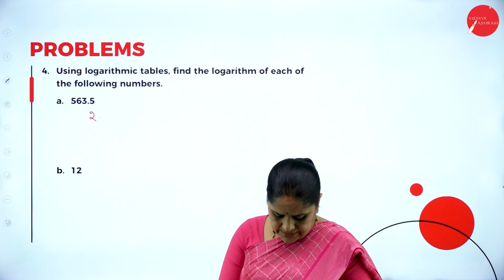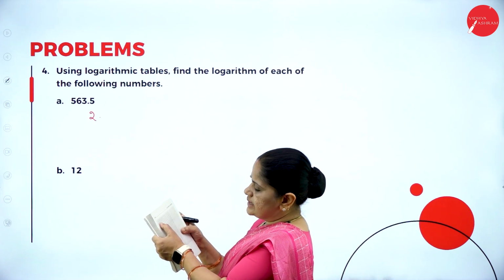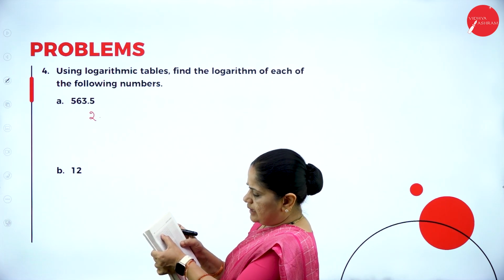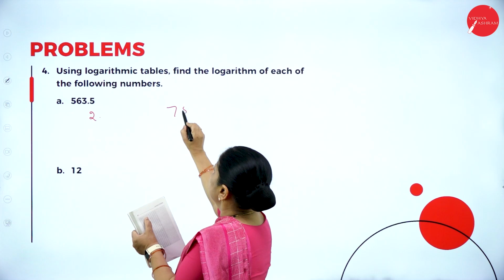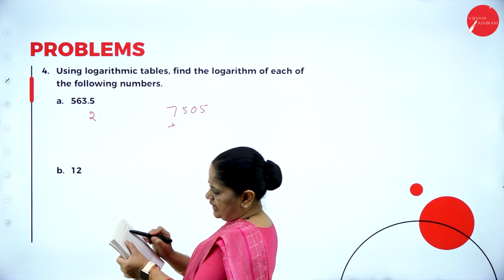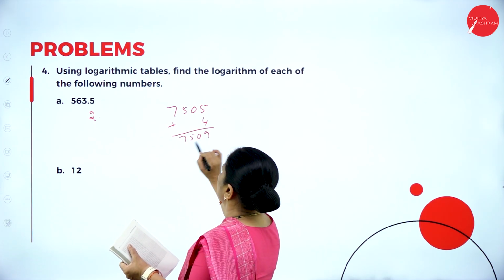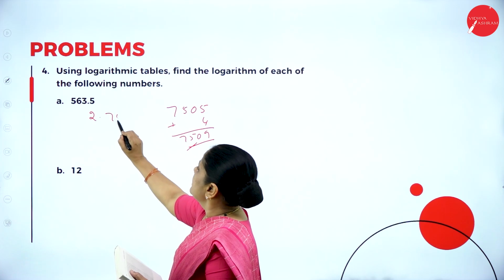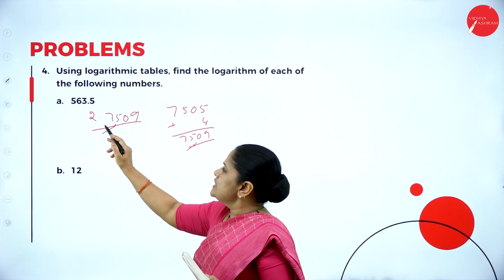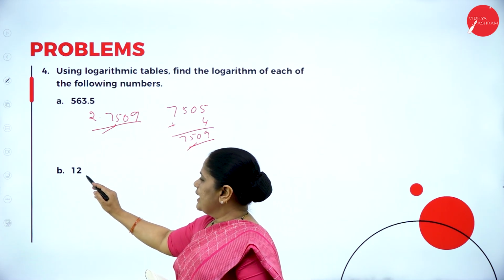Then I take the log value of 563.5. So first thing is I will have to check in the log table 56 and under 3. So 5, 6 and under 3 it is 7505, plus under 5 it is 4, 7509. So the log value of 563.5 is 2.7509.